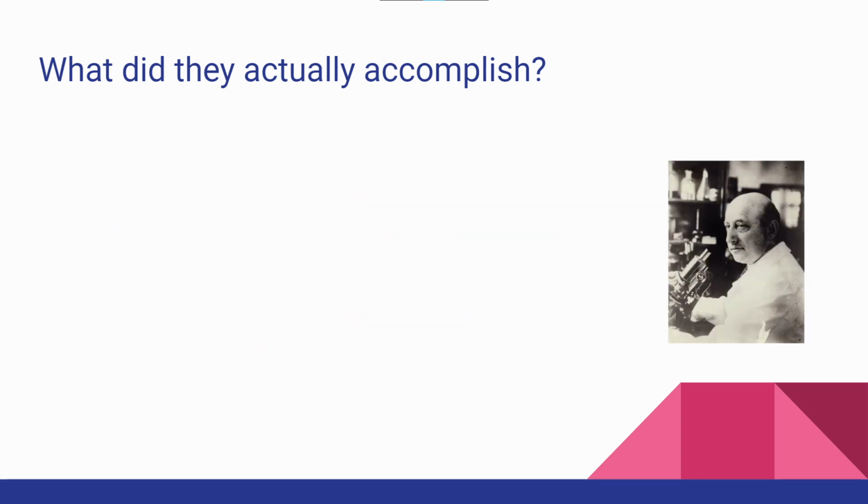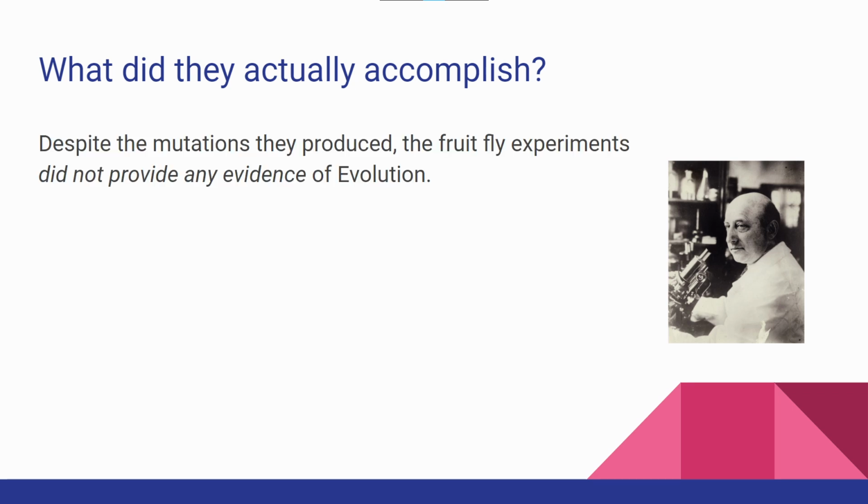This is famous geneticist Richard Goldschmidt, who studied these fruit fly experiments in depth. He's widely considered to be the first person to combine the ideas of genetics, development, and evolution, meaning that he all but came up with the idea to run these experiments. He studied them and concluded that the fruit fly experiments, despite the mutations that they produced, did not produce any evidence, let alone proof, of evolution.